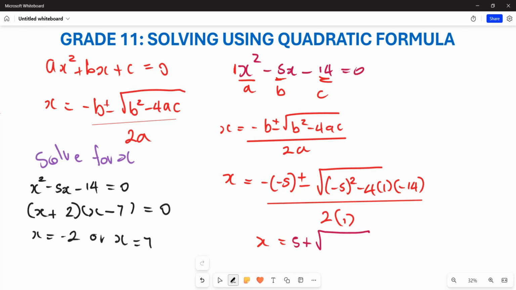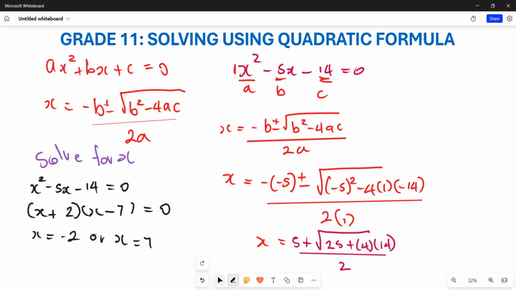What is going to be this? This is going to be the same as 25, subtract. Now remember, here you're having negative and negative, which means this is going to be positive. This is going to be a positive of 4 multiplied by 14. And this is divided by 2 into 1, and 2 into 1 is the same as 2.